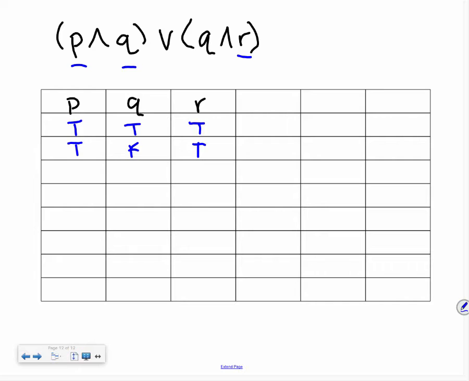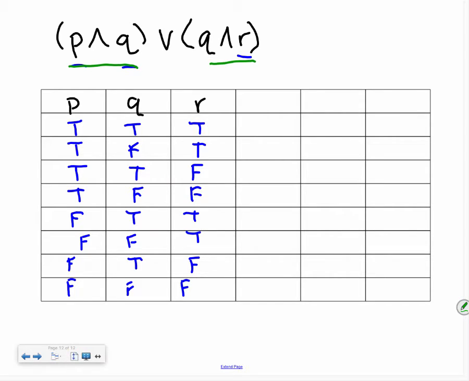It could be true, true, false. It could be true, false, false. It could be false, true, true; false, false, true; false, true, false; and it could be false, false, false. Okay? Now, the other ones that I need to write, I have this parentheses, I have this parentheses, and then I have the whole thing.